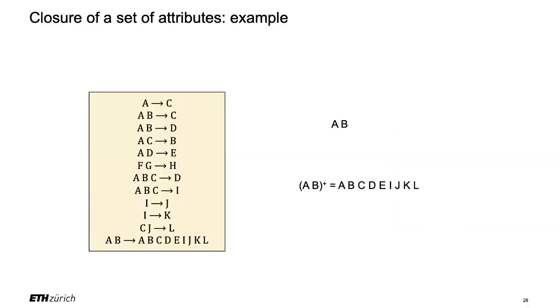Then we had a lot of games with functional dependencies. One of them is to find the closure of a set of attributes. So we just start with a few attributes, and the goal is to add more and more attributes. But there is a rule.